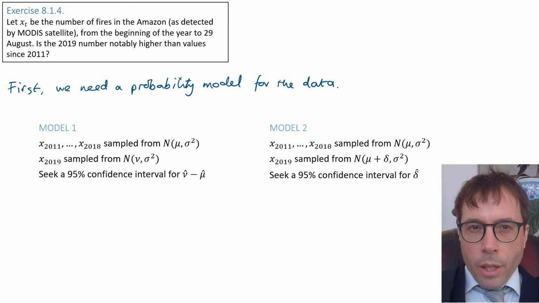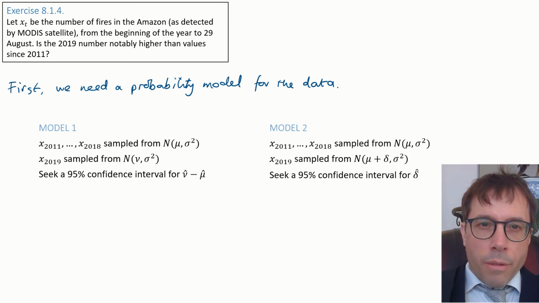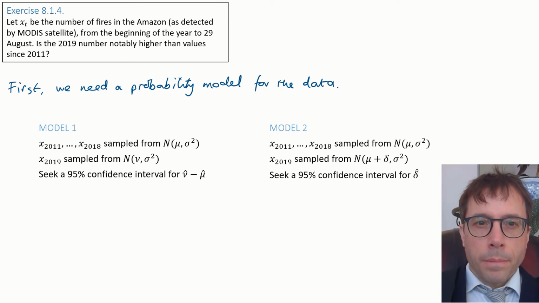The question here asks us about the difference between 2019 and the years 2011 to 2018. So I definitely need a model that's got enough parameters to express the idea that 2019 is different. And I think there's a subtext in the question that says there's nothing much to distinguish the individual years between 2011 and 2018, so I'm not going to do so in my model. Of course, you're totally free to propose a different model.